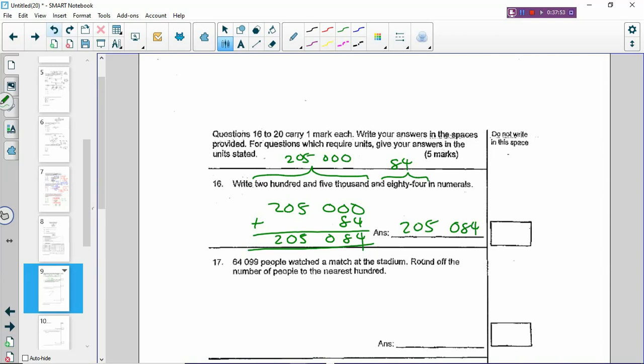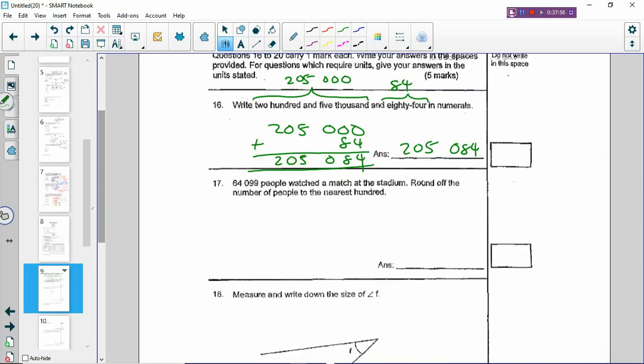Okay, next one, question 17. Now, 64,099 people watch a match. So round off the number of people to the nearest hundreds. Nearest hundreds, there are 2 zeros. So you look at the last 2 digits and then you draw a line. Okay? Alright, and then you look at the digit that's nearest the line. So is it 5 and bigger? Yes. So you add 1 on the next digit, and you will get 64100. Alright, so what's the nearest 100? 64100. Alright, and your answer must have 2 zeros at the back because nearest hundreds.